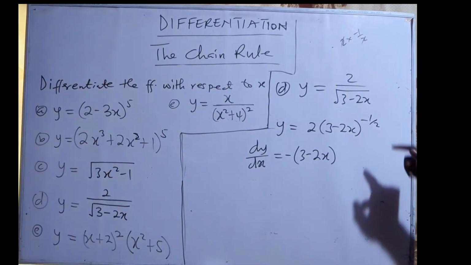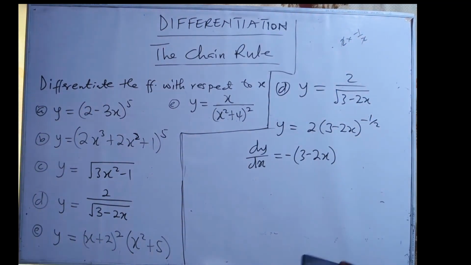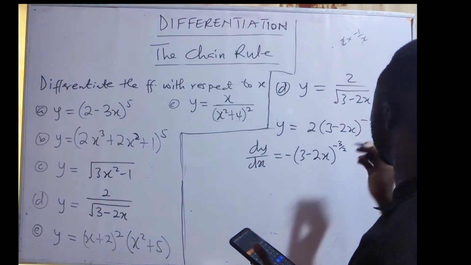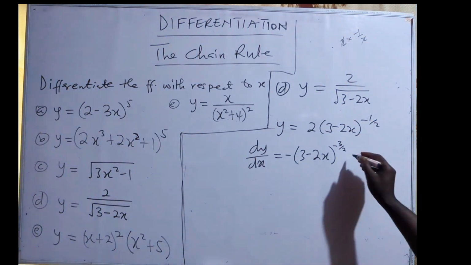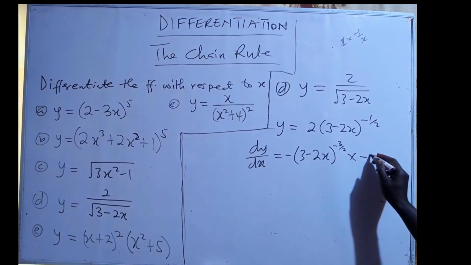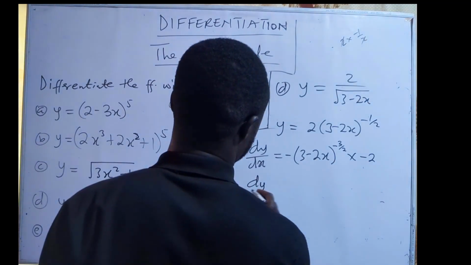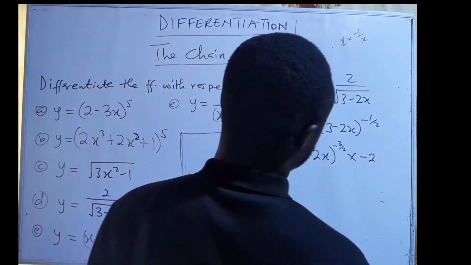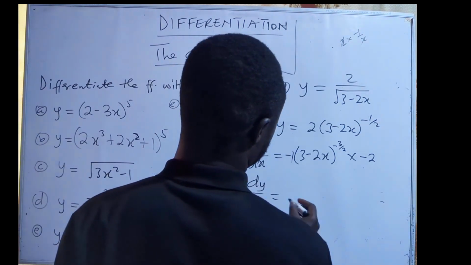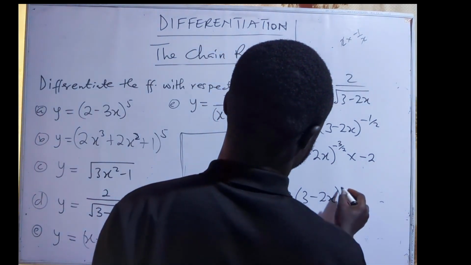Then what will happen? We subtract 1 from the exponent, so minus 1 over 2 minus 1, and that will give us minus 3 on 2. Times whatever is in the bracket here. When you differentiate, you get negative 2. So my dy on the x becomes negative 2 times negative 1, which is positive. So I have 2 into bracket 3 minus 2x all to the exponent of negative 3 on 2.